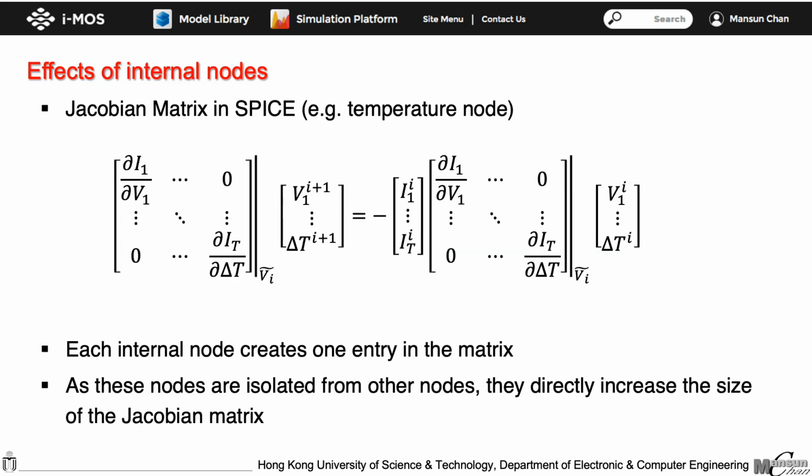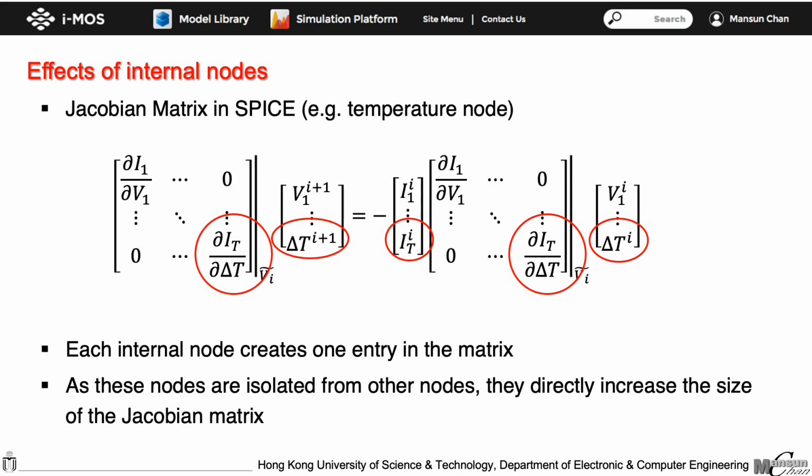To do that, we first look at the effects of an internal node. We use the temperature node in the self-heating model to illustrate its effects, as it is the most common subcircuit used in both traditional transistors as well as flash memory. The temperature node creates a new entry to the Jacobian matrix in the circuit equations as shown in this slide.